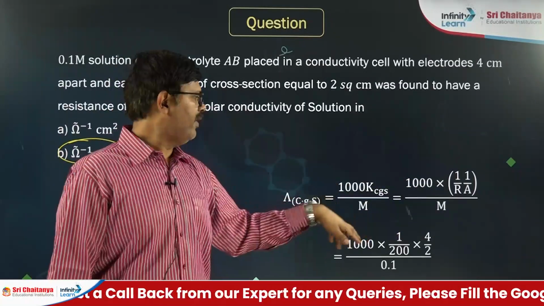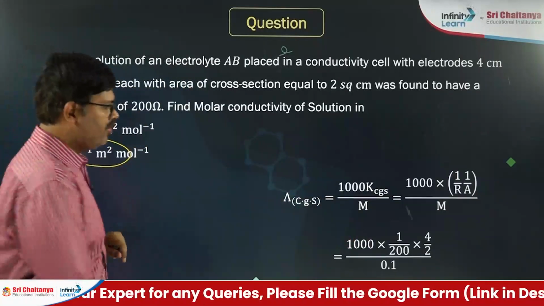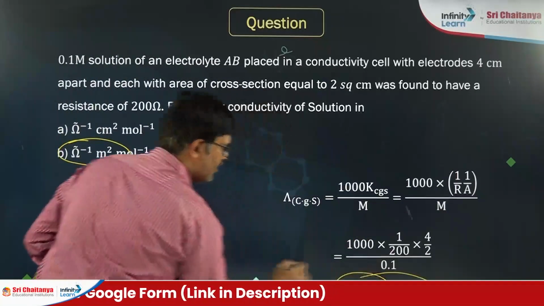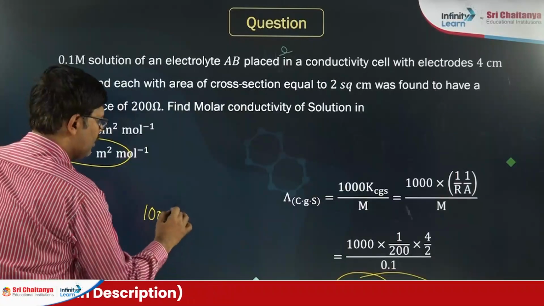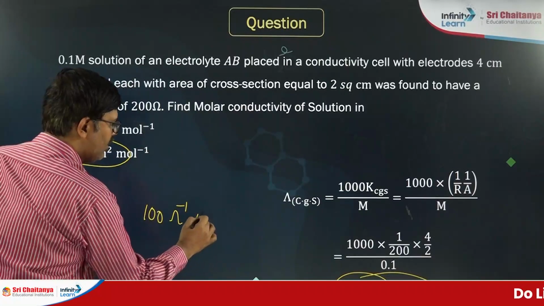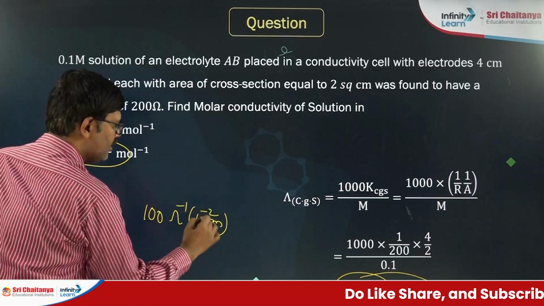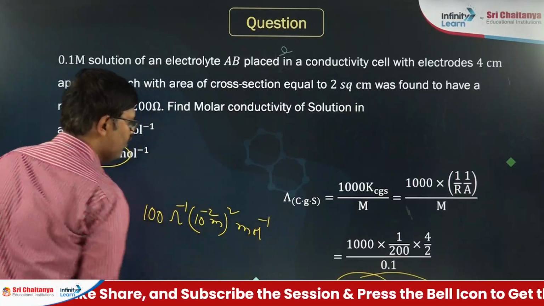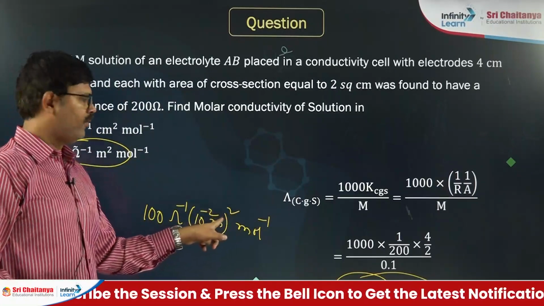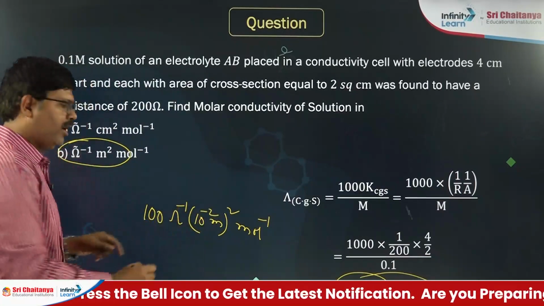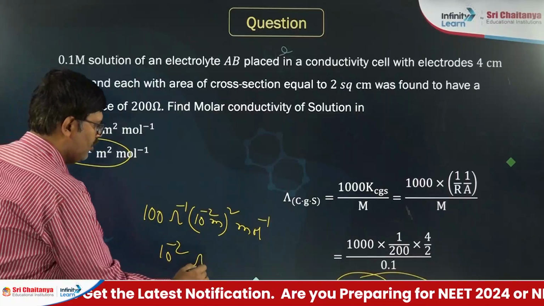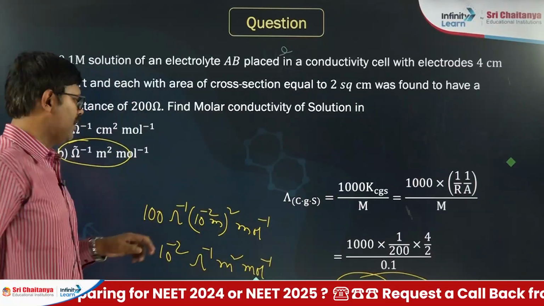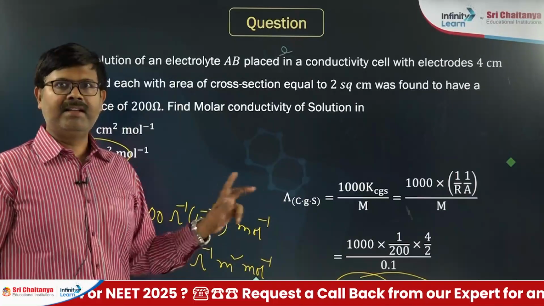And when they ask the question in meter square, then what you do, just in this answer, look at the centimeter. In place of centimeter, you put 1 centimeter is equal to 10 power minus 2 meters. Just substitute in place of that centimeter. Rest everything is the same. So 10 power minus 2 square means 10 power minus 4. 10 power minus 4 into 100 is 10 power minus 2 ohm inverse meter square mole inverse. This is the answer in terms of meter square. Like that you have to do.